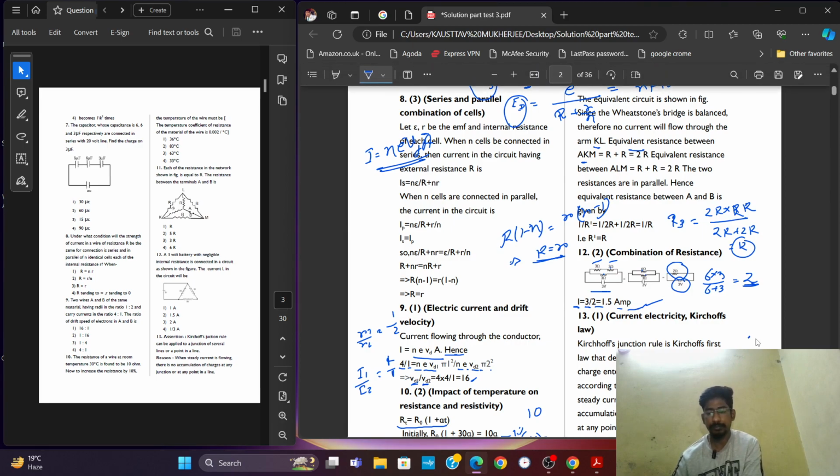Kirchhoff's junction law: total inward current equals total outward current, right? Kirchhoff's first law deals with the conservation of charge, as we all know the charge will remain constant. That is what is said in the first law. When steady current is flowing, there is no accumulation of charge at any junction or at any point, as the charge is constant and the law of conservation is maintained. So therefore, the assertion is correct, and the reason is also the correct explanation of the assertion.